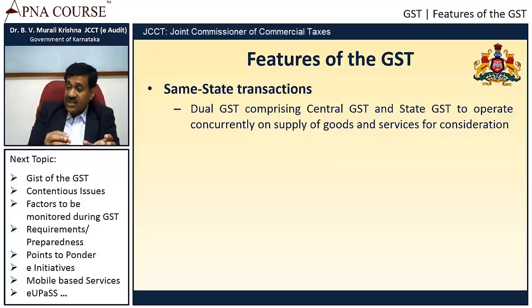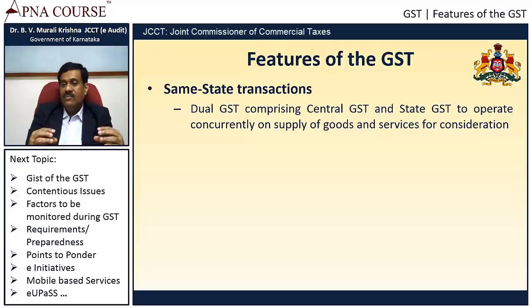Whereas in the earlier situation, on the same transaction, we used to levy 16% of central excise, and 14.5% was to be levied even on the 16% of central excise. So that kind of cascading is not there in this GST. Now on the same value base, both these taxes are levied.